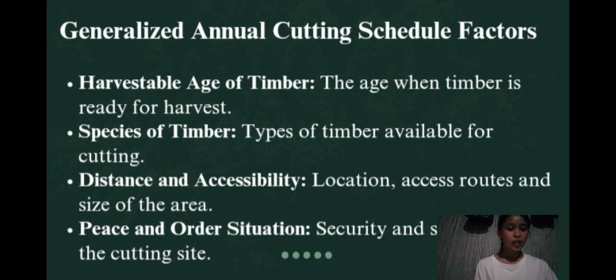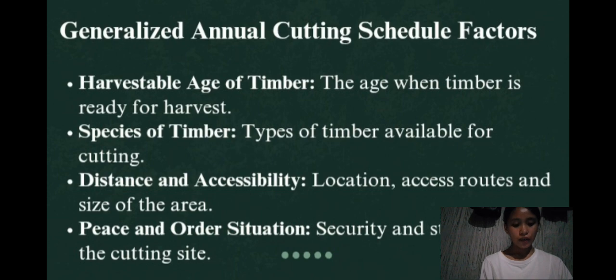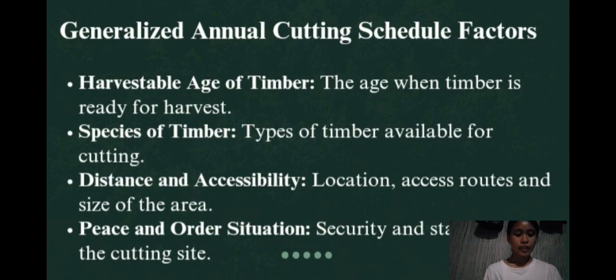And generalized annual cutting schedule factors. So, ito yung mga pangkalahatang plano na naglalaman ng key factors na dapat sundin sa pagpuputol ng kahoy over the year. Harvestable age of timber. The age when timber is ready for harvest. Dito importante na antayin natin na lumaki and mag-mature enough yung trees bago i-harvest para masigurado na fully developed and sapat yung kanyang size and quality para sa pagputol.